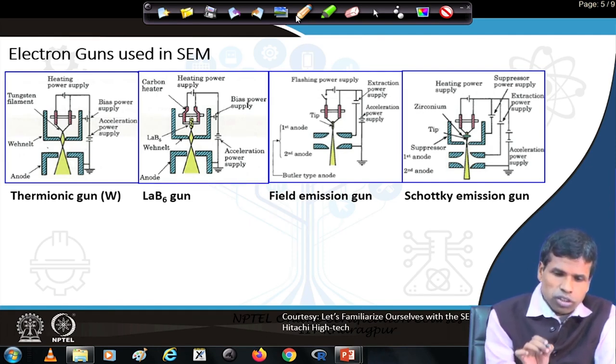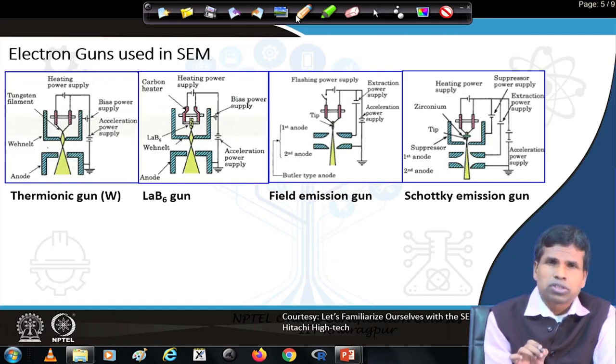Tungsten is used as a filament because it has a relatively low work function, around 4.5 electron volt, and it produces quite high cathodic current, because here the filament is the cathode. Another advantage of using tungsten is its high melting point, around 3700 Kelvin. Compared to its melting point, if it is operated at 2700 Kelvin, it can be stable and produce enough electrons to be utilized for our microscopic study.